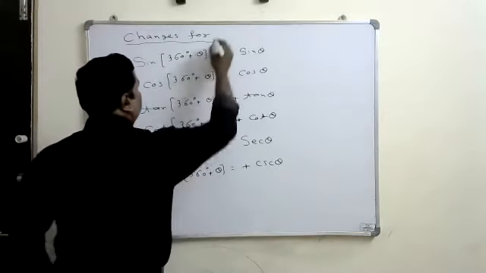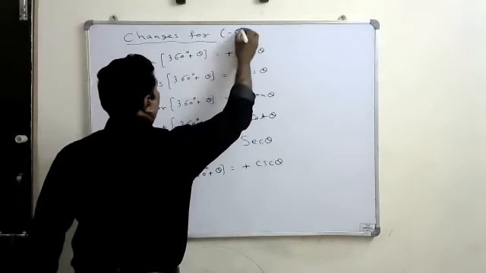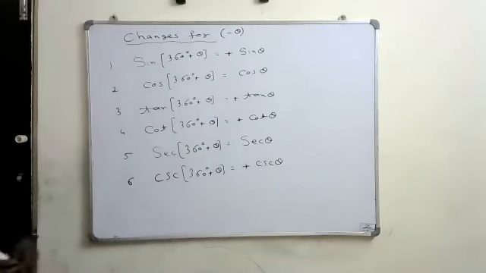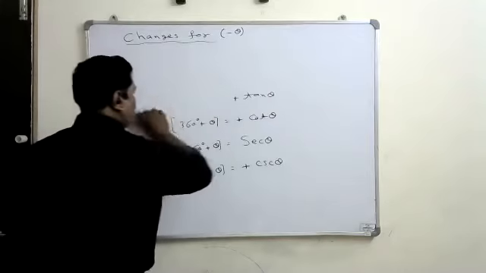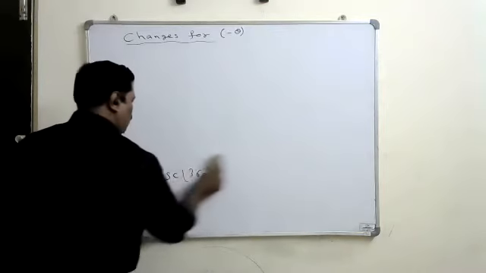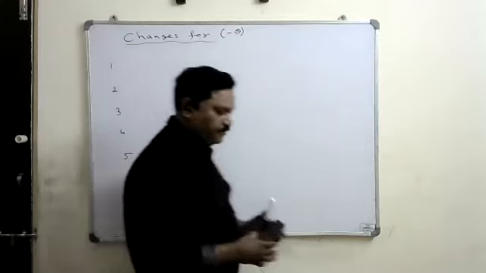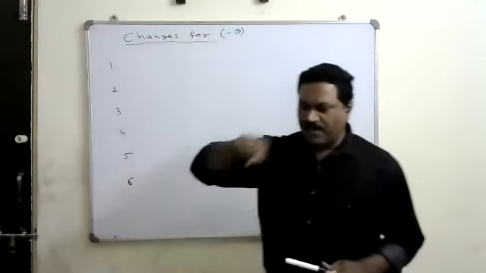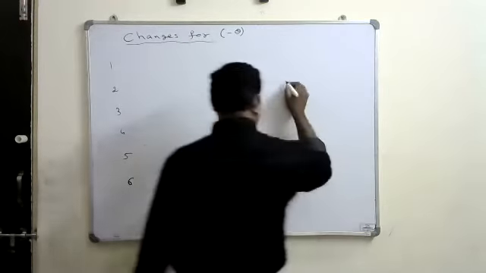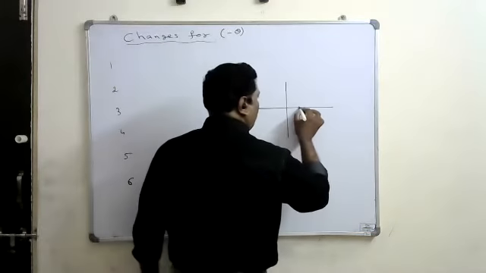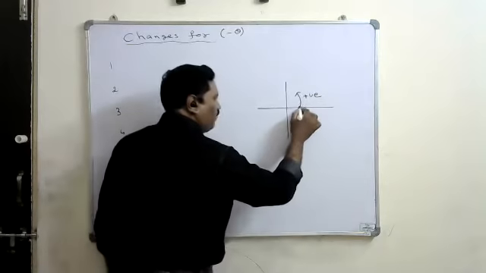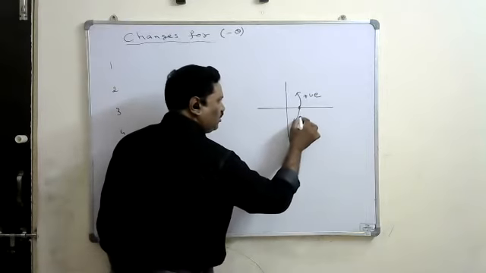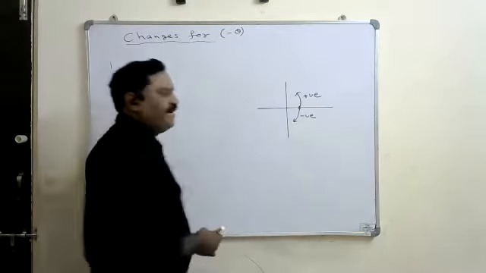The changes for the angle minus theta. Just observe here. For measuring the angle, if you measure the angle in the anti-clockwise direction, those angles we will take as positive. To measure the angle in the clockwise direction, those angles we will take as negative.